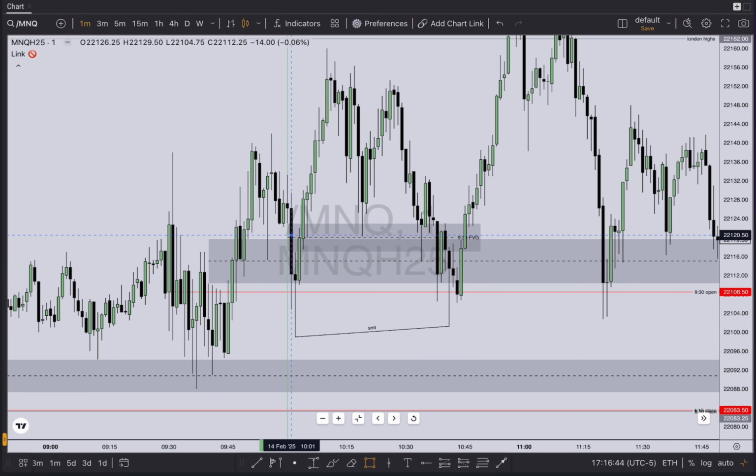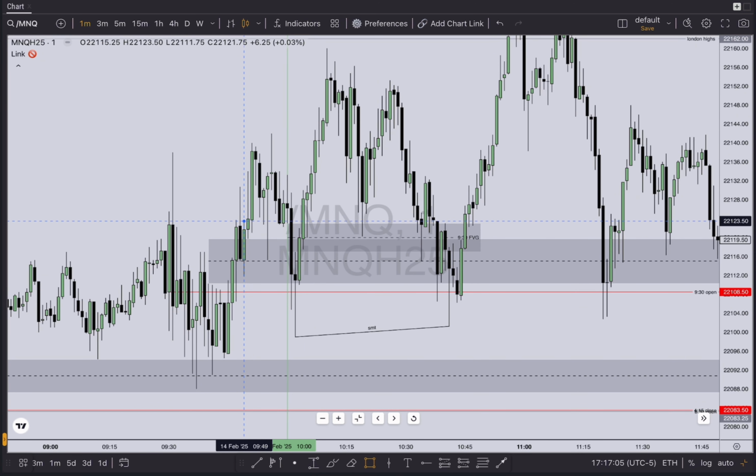This inefficiency is the first inefficiency that happened after the open. You can look, this is the open. There's not one inefficiency that happened until right here. And that just tells you how the market is very, very fickle. If you get a 9:30 fair value gap that gets created at 10:01, that just shows you the market is not in a rush to go anywhere, right?